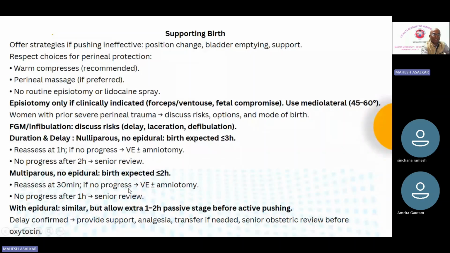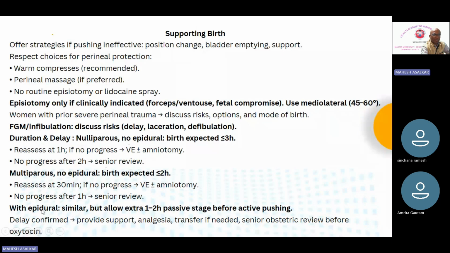If no progress, you will do the vaginal examination and amniotomy. And if there is no progress after 1 hour, you will get the senior's review. Okay. So these are the next steps in case of nulliparous without epidural. This is multiparous without epidural.